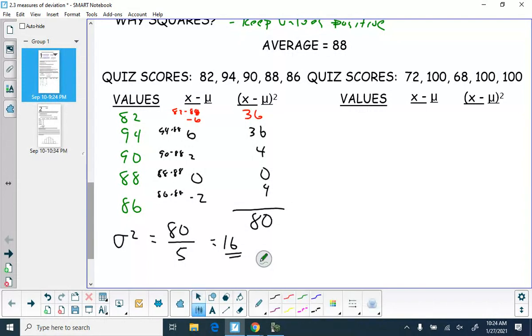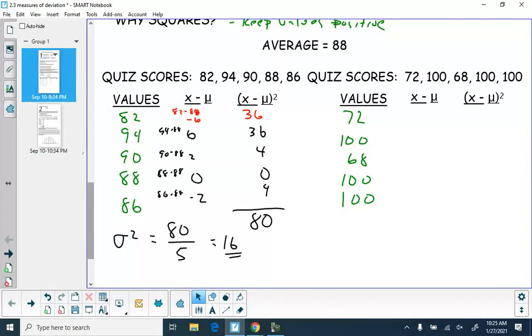Okay, what I want you to do is the exact same thing with the second set of data. Take your x minus your mean, and then square it. Like I say, typically I suggest you work horizontally and then down the column. So you can just hold the value in your calculator and just hit the square button.